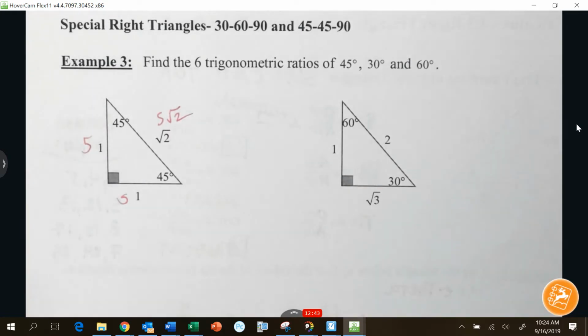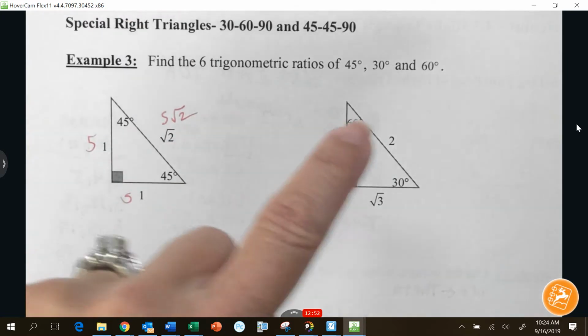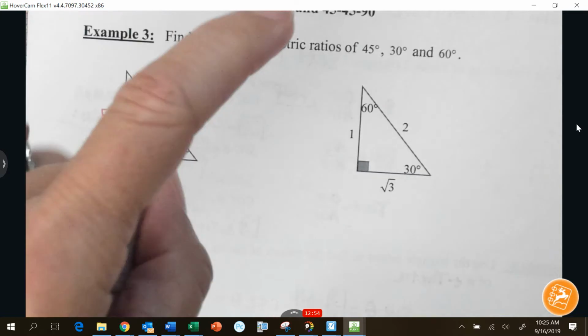So I'm going to have you take a moment, and I want you to write all six trigonometric ratios for 45, all 6 trigonometric ratios for 30, and all 6 trigonometric ratios for 60.